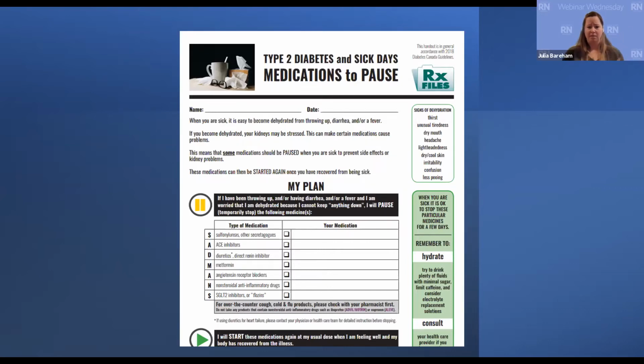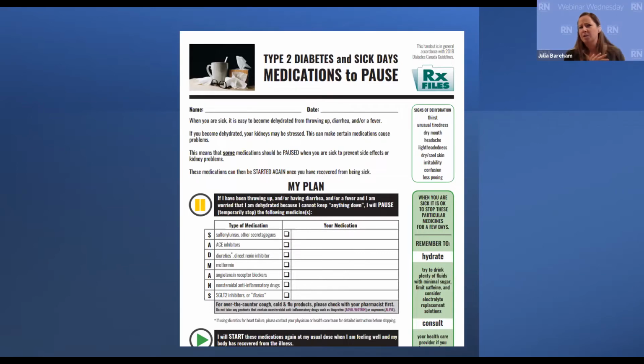We actually have them in tear-off pads. If it's something you want to implement in your practice, let me know. We can send you a couple of pads where you can personalize it for the patient. Write down if they are taking a sulfonylurea and which one it is. What is their ACE inhibitor called? Oh, it happens to be ramipril.